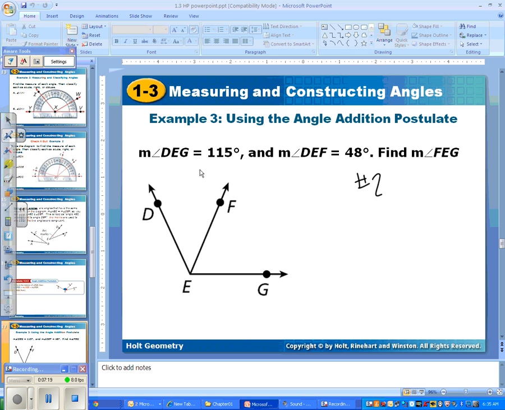They're going to give you pictures sometimes, which is nice of them because I don't always, and you're going to fill in what you know. So measure of angle DEG, that's this entire angle. So DEG, this whole thing is 115 degrees.